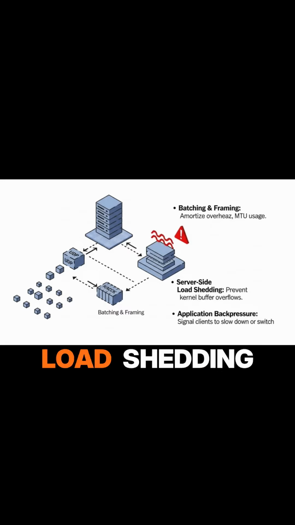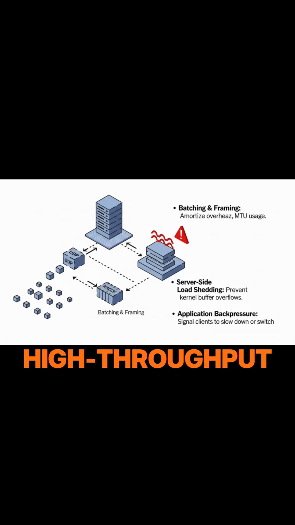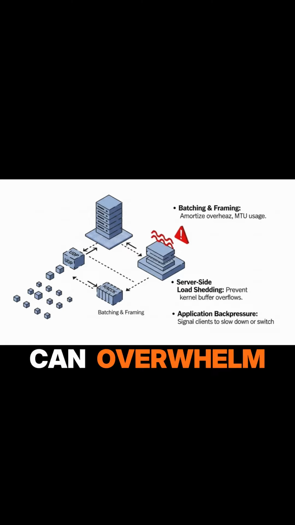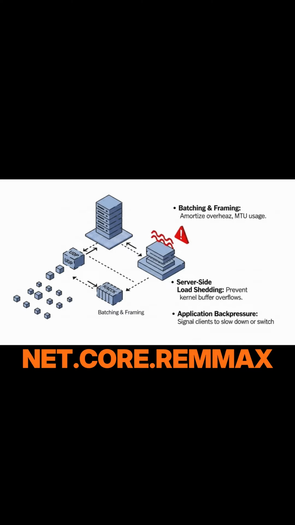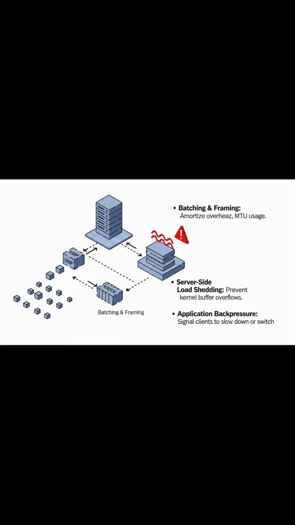Second, server-side load shedding is critical. High-throughput UDP servers can overwhelm the kernel's receive buffer, silently dropping packets before your application even sees them. You must proactively tune your operating system's UDP receive buffer size, for example, increasing net.core.rmem_max on Linux.